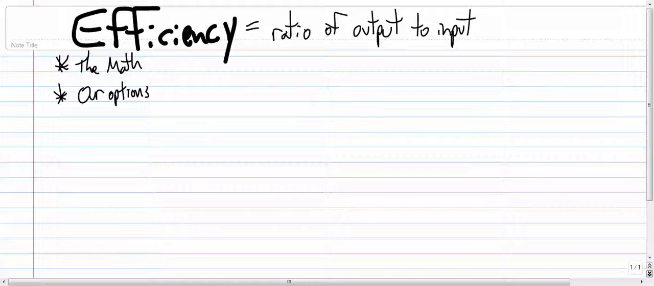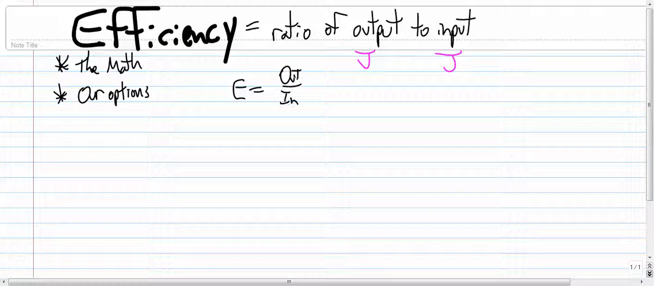The units we use for output and input are both joules. That's how we measure energy. So let me clean this up. I wrote this big sentence here. As a fraction, as an equation, it's like this: efficiency equals output over input. And that's it. Now, if you solve this, you're going to get a decimal for an answer.